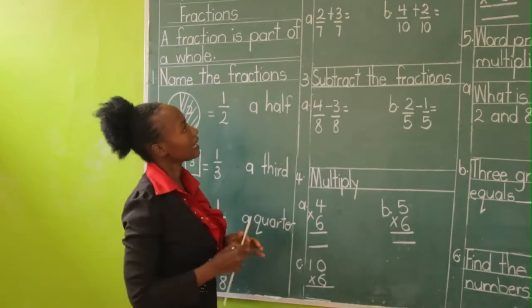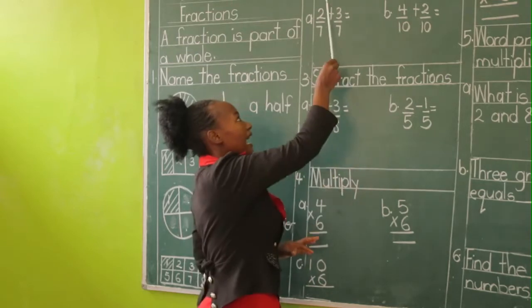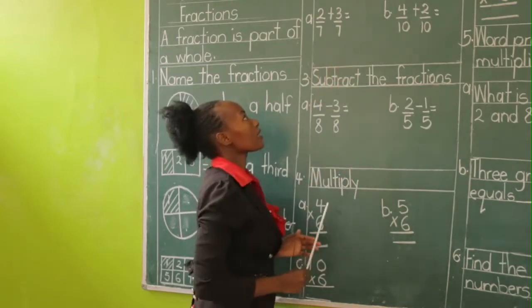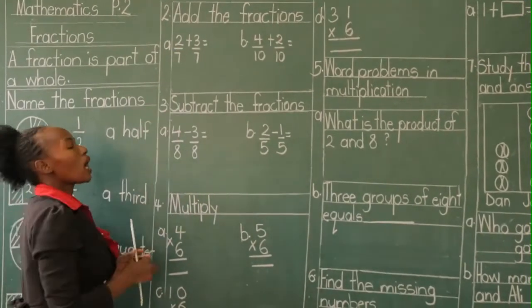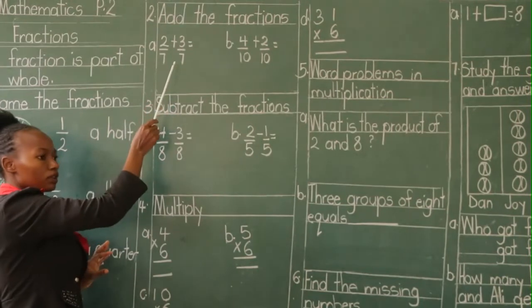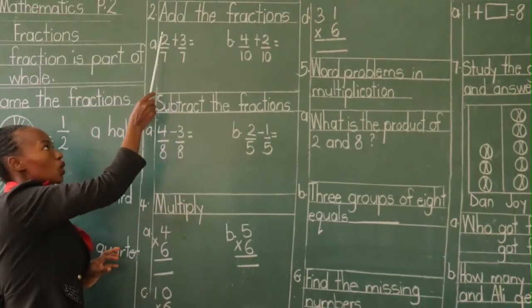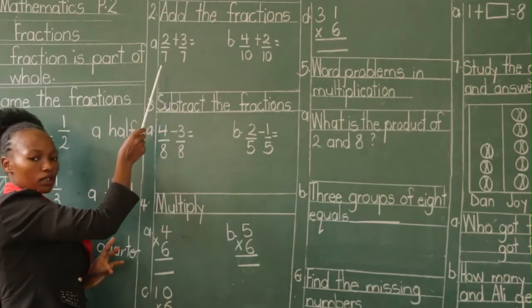Okay, let's look at the next one. Add the fractions. Our first example is 2 out of 7 plus 3 out of 7.